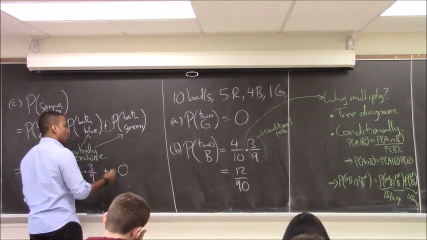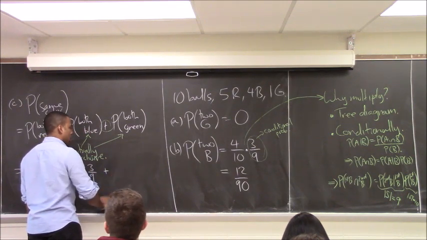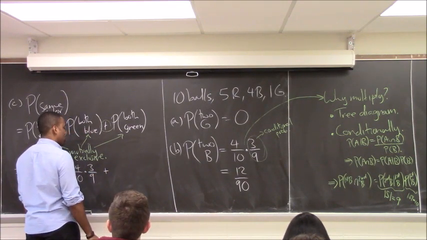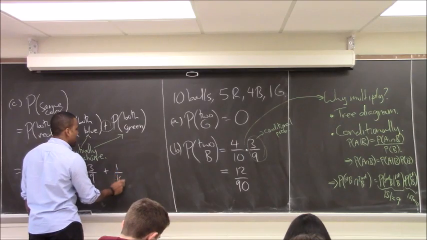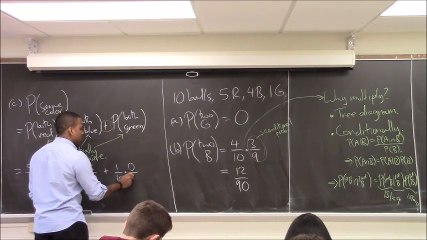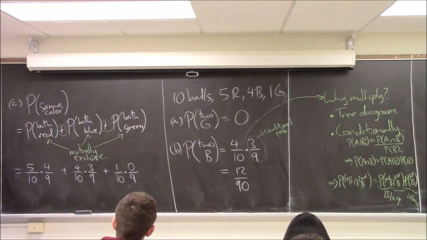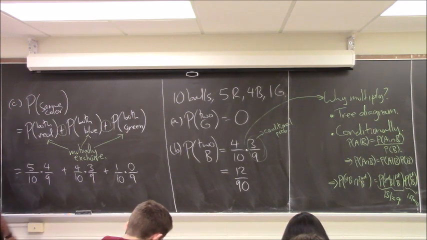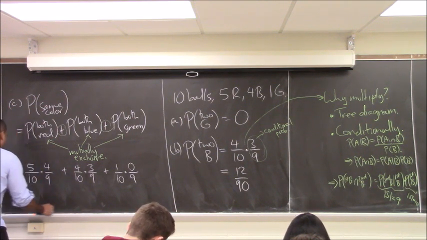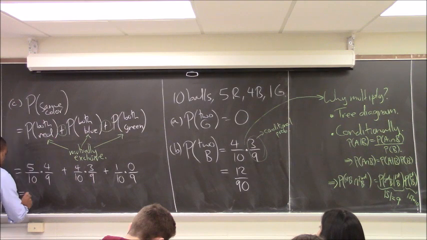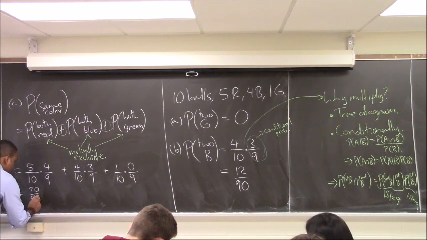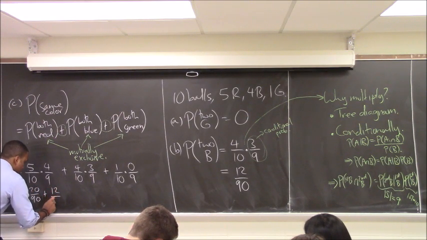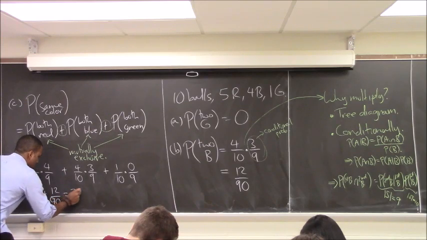Which, by the way, one way to know that this was 0, you could just use your common sense, but also you could say, oh, there was 1 out of 10, but then now there's 0 out of 9, right? And you get the 0 that way, just by thinking in the same logic. So that leaves us with 20 over 90 plus 12 over 90, which is 32 over 90.